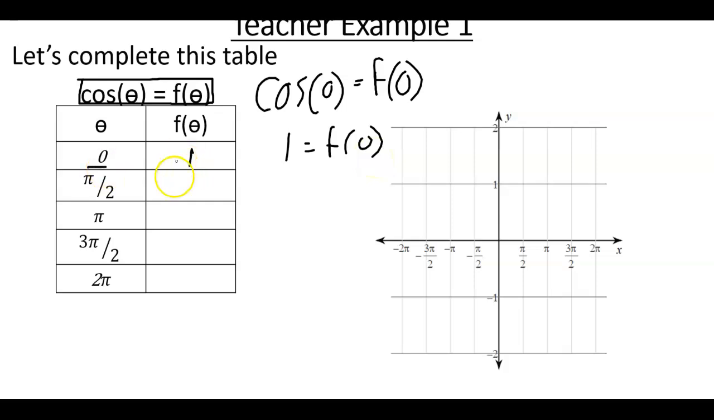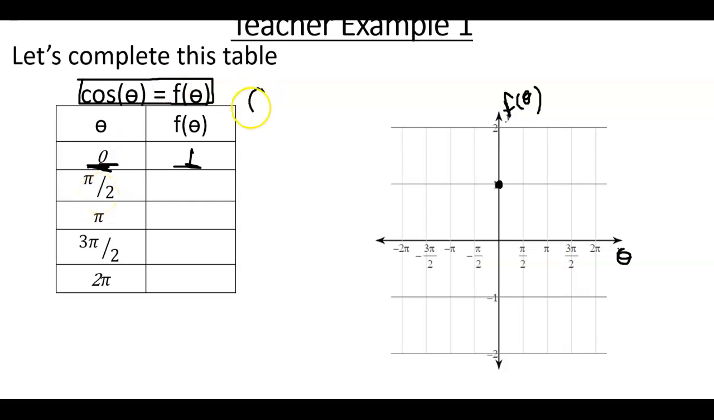Let's graph that point as well. Now, this is the x-axis here. I'm going to call that my theta axis. And my y-axis here, I'm going to call that my f of theta axis. So in other words, this is my horizontal number and this is my vertical number. So I'm going to go over 0 and up 1, which is right here. All right, let's repeat that with the next one.